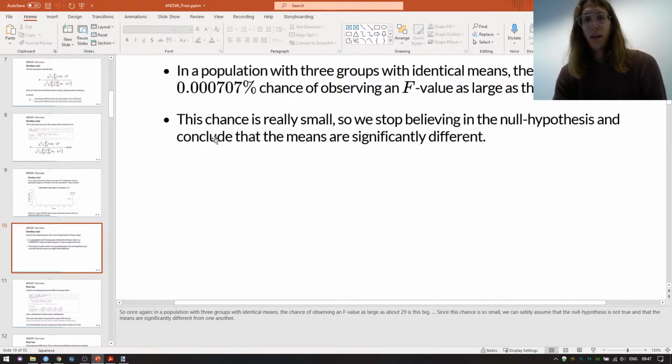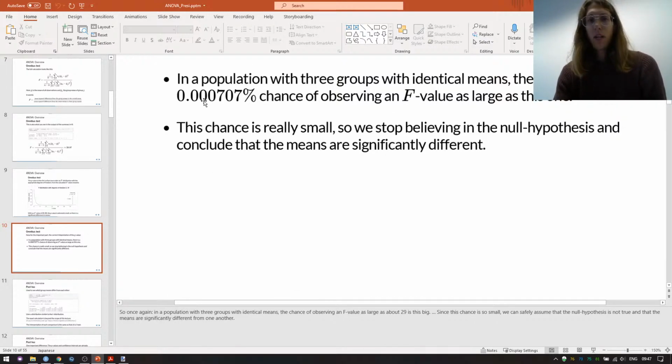Okay, so in summary, in a population with three groups with identical means, there is this chance of observing an F value as large as this one. And I think there might even be a few zeros missing here because the p-value was very low. So yeah, this chance is really small. So we stop believing in the null hypothesis and conclude that there is a difference between the group means. So probably your samples are not from the same population.